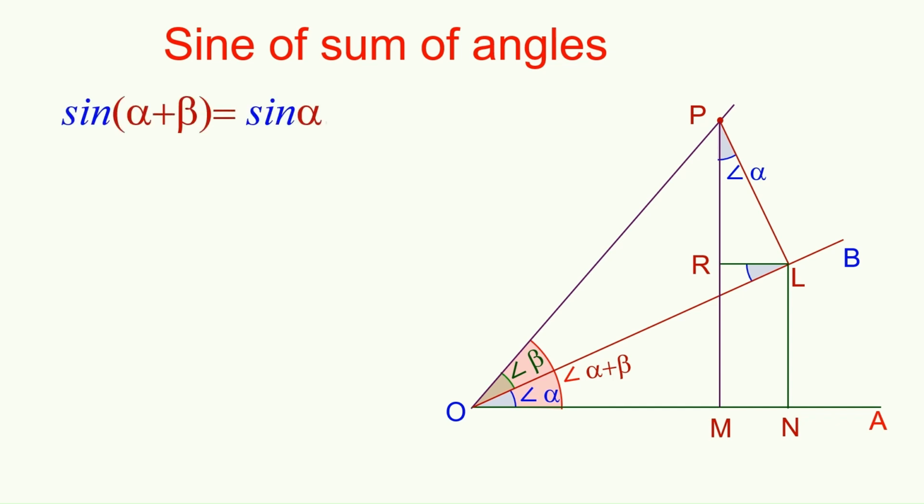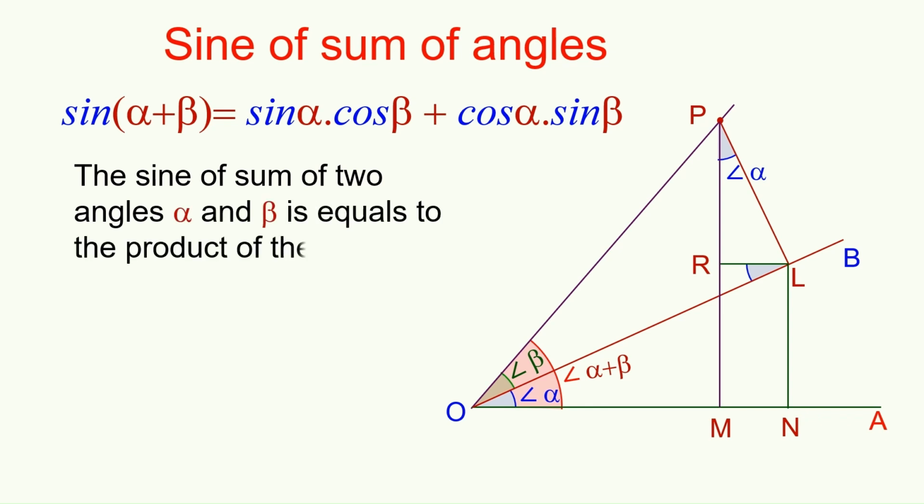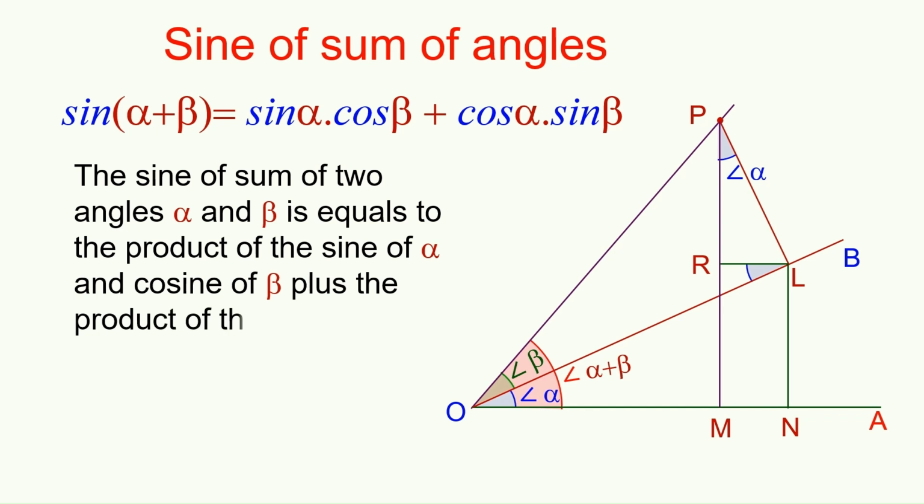Sine of alpha plus beta equals sine alpha cos beta plus cos alpha sine beta. The sine of the sum of two angles alpha and beta is equal to the product of the sine of alpha and cosine of beta, plus the product of the cosine of alpha and sine of beta.